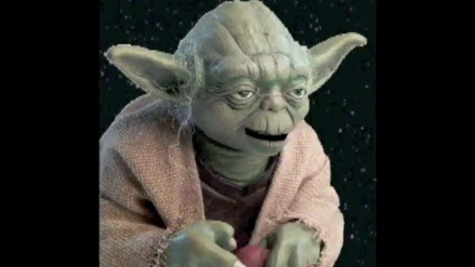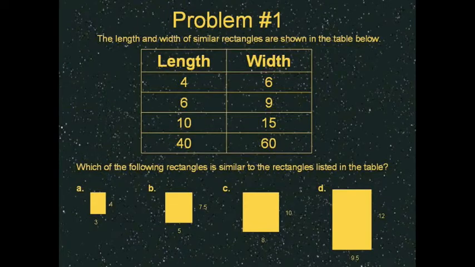Here, do this one first. The length and the width of similar rectangles are shown in the table below. Which of the following rectangles is the rectangle listed in this table? We are trying to figure out which rectangle is similar to the one shown below. Similar is when objects have the same shape but not necessarily the same size. The lengths of corresponding sides are proportional.